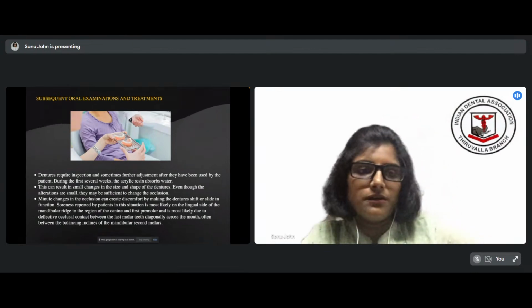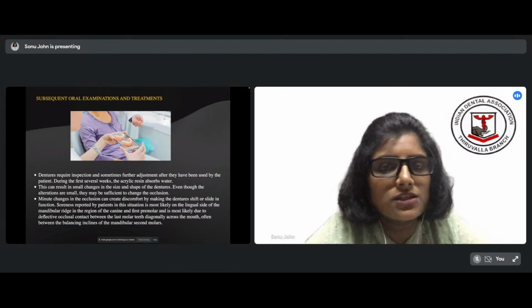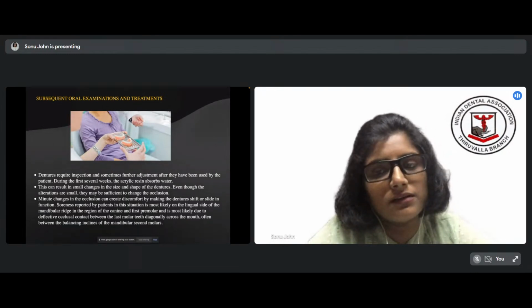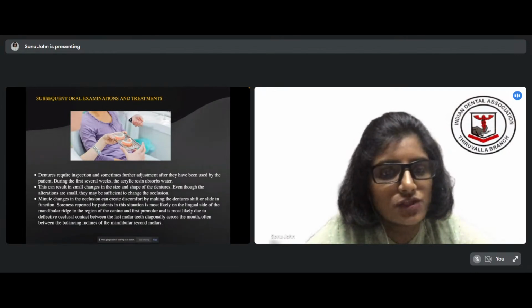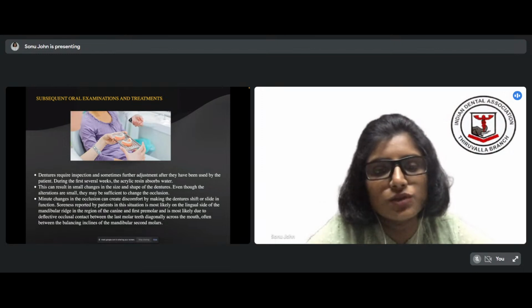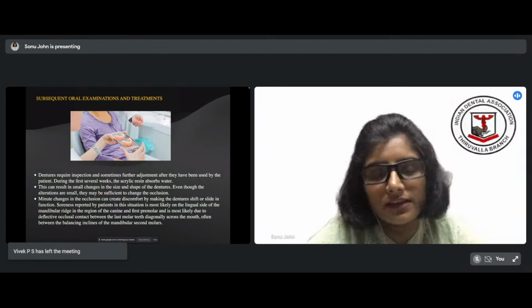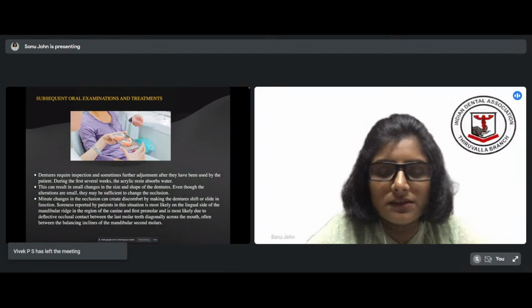Now, your patient will always need subsequent oral examination and treatment after you insert the denture. Your dentures should be thoroughly inspected, and sometimes further adjustments should be done over the course of time, not only during the 1 to 3 day adjustment phase, but even after several weeks.